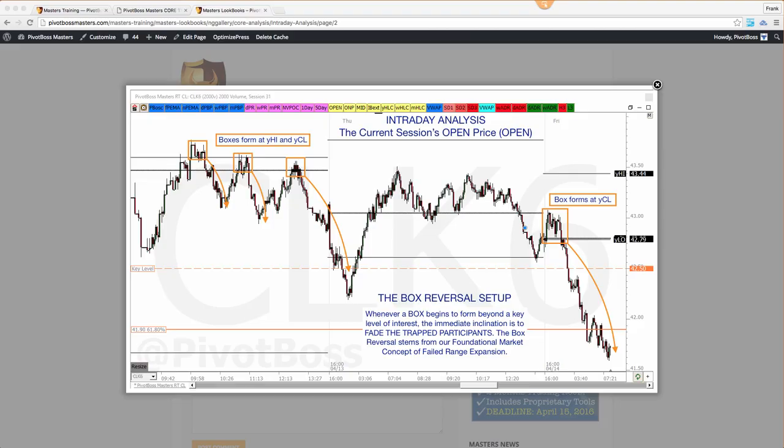oftentimes it's all about failed range expansion. It's one of our foundational market concepts, failed range expansion. If the market cannot see expansion beyond the key level, all of those participants in here that were trying to get price to hold above here now get their stops run, and the downside sell stops come out, and you see a momentum move triggered in the opposite direction. So again, it's all about identifying range expansion, failed range expansion, and some of those core concepts.